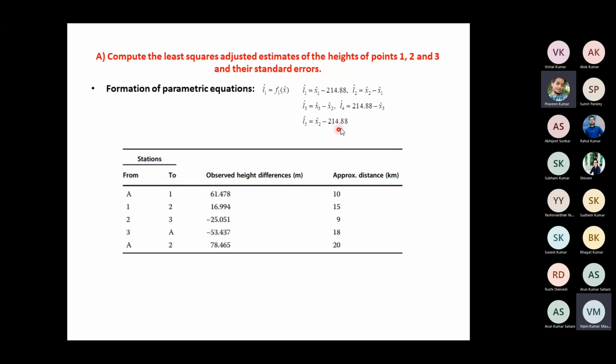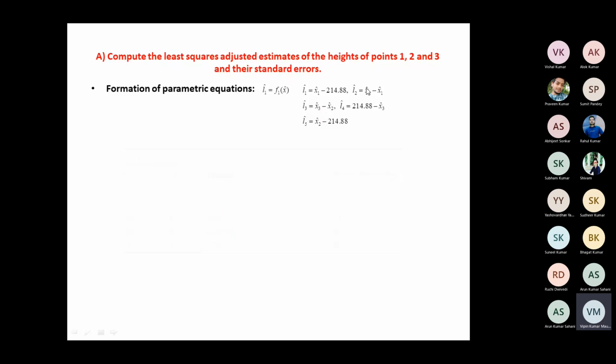You can see in these equations that you have to compute x1, x2, and x3. Once it is done, you have to always think about your main equation. It is x equal to N inverse u, where N is ATPA and u is ATPL. So you have to always think how I can get A, P, and L. Once I have A, P, and L, I can easily solve this.